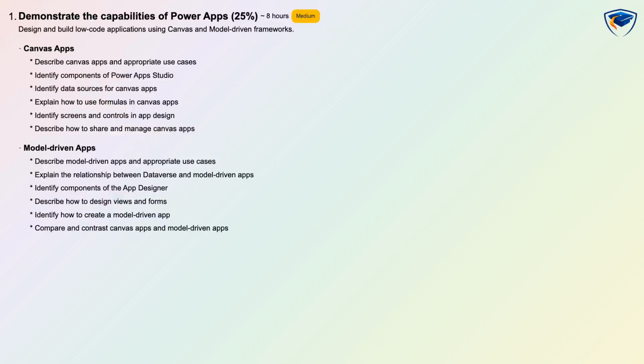You will learn to design and build low-code applications using Canvas and model-driven frameworks, including when to choose Canvas apps or model-driven apps. Key skills include using Power Apps Studio components, connecting to data sources, applying formulas, designing screens, and building views and forms in the App Designer. Expect to practice sharing and managing apps and to compare Canvas app scenarios with Dataverse-backed model-driven solutions.